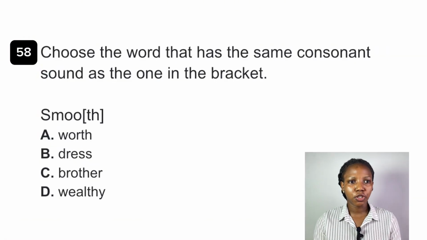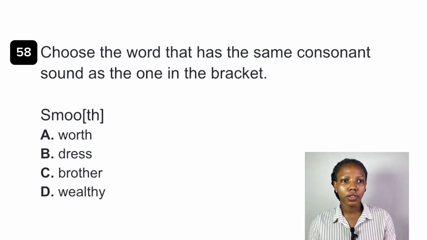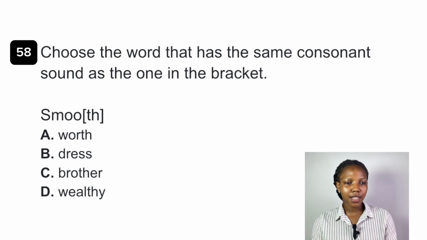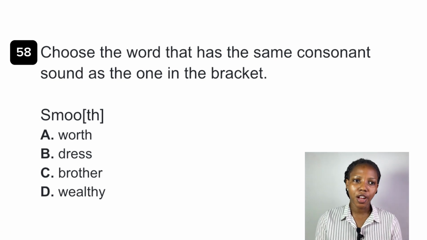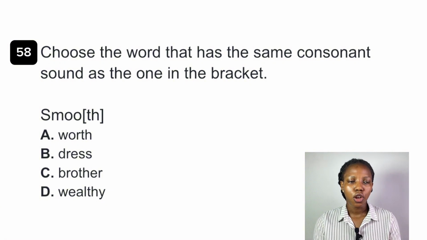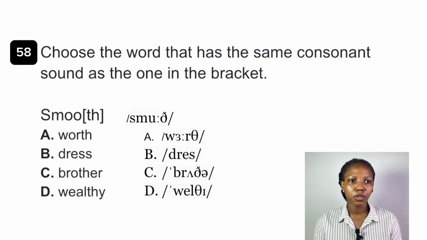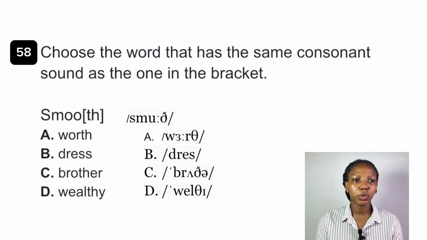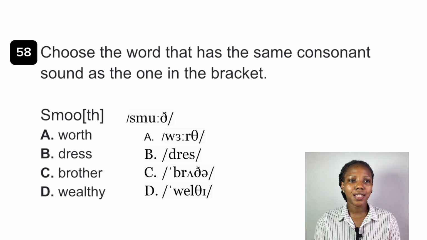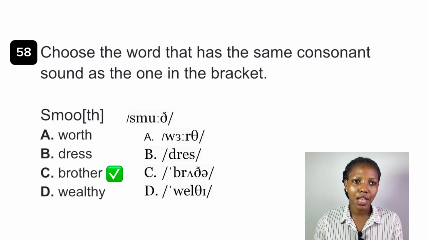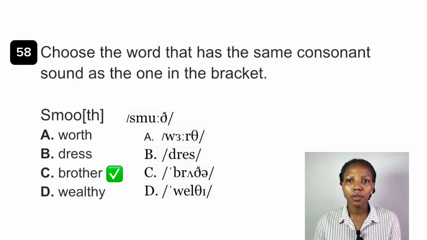Question 58. Choose the word that has the same consonant sound as the one in brackets. The letters in brackets are T and H, and it is pronounced as "th". Option A, worth. Option B, dress. Option C, brother. Option D, wealthy. So the answer is option C, brother. As you can see, the sound in smooth is also the sound in brother.